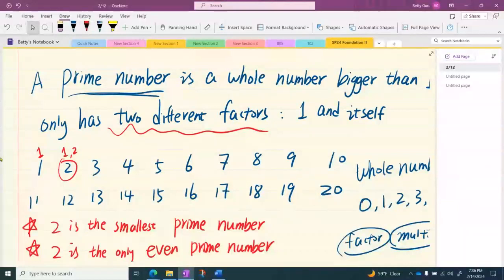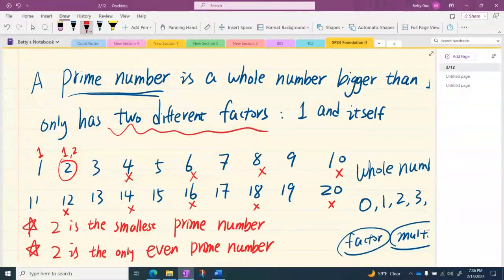What does that mean? That means that all other even numbers are not prime. For example, 4 is not. 4 is even, right? 6 is even. 8, 10, 12, 14, 16, 18, 20. The conclusion that 2 is the only even prime number means all other even numbers are not prime.